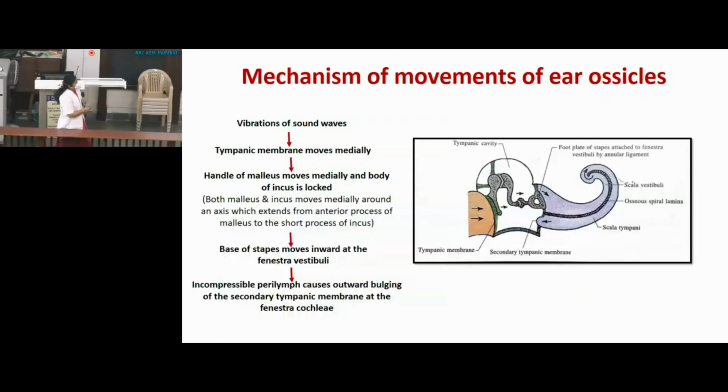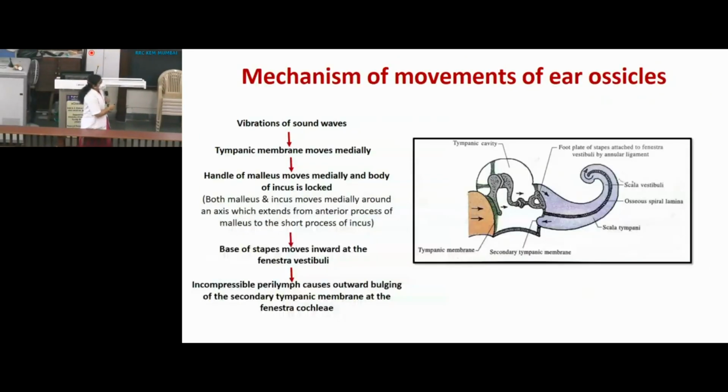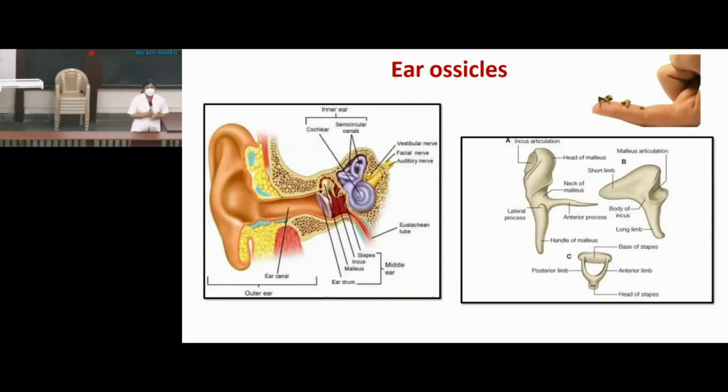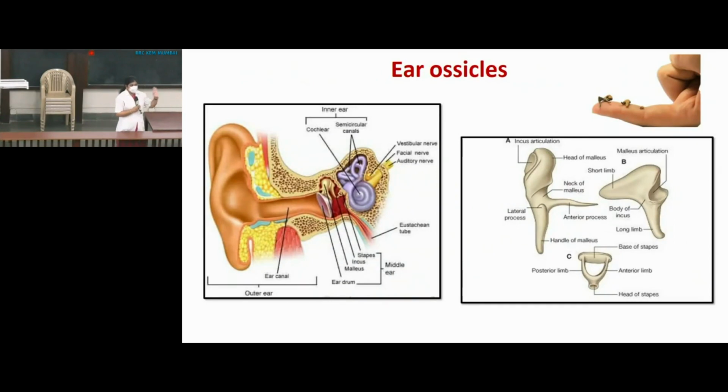Which joints are present between these three bones? Do you know which joints exist between these three bones? In between which two bones? There are malleus, incus and stapes. There is one joint between the malleus and incus, and another joint between the incus and stapes. So which joint is present between the malleus and incus?